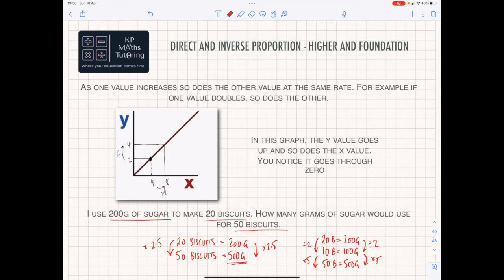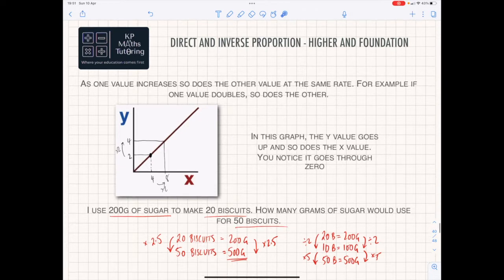Now that's quite a nice, easy example to look at because there's a few different ways to do it. That is an example of direct proportion because the relationship between this value and this value stays the same. To go from 20 to 200, I've times by 10. To go from 50 to 500, I've times by 10. To go from 10 biscuits to 100 grams, I still times by 10. So we can see it in recipe questions quite a lot.